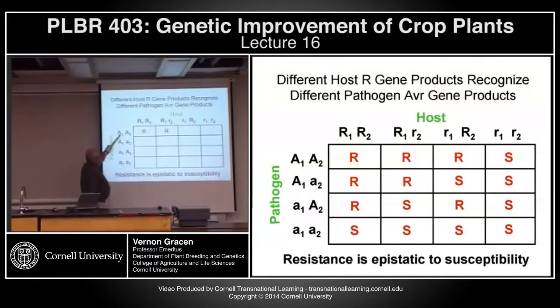Again, as long as you have A1 and R1 recognizes the product from A1, you get resistance. Same thing if you have A2 and you have an R2 to recognize it. The only case on that first line that you would get a susceptible reaction is you have avirulent factors, but you have no resistance genes to identify them. And so the pathogen develops.